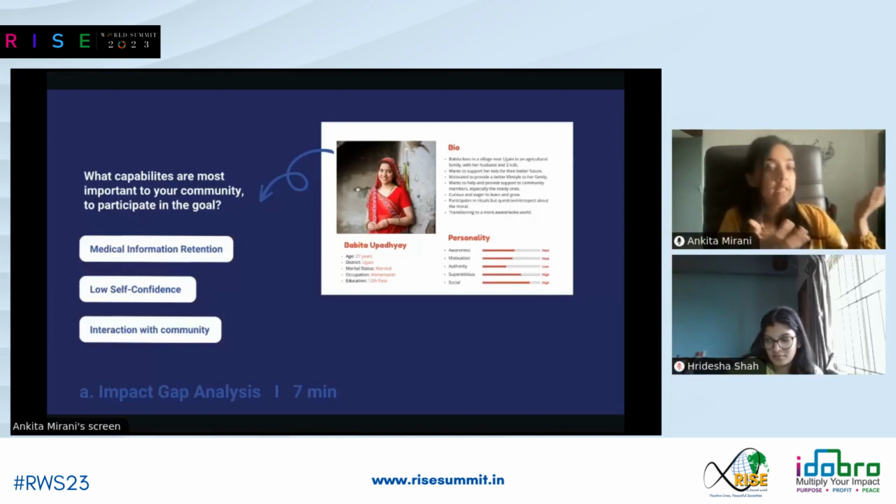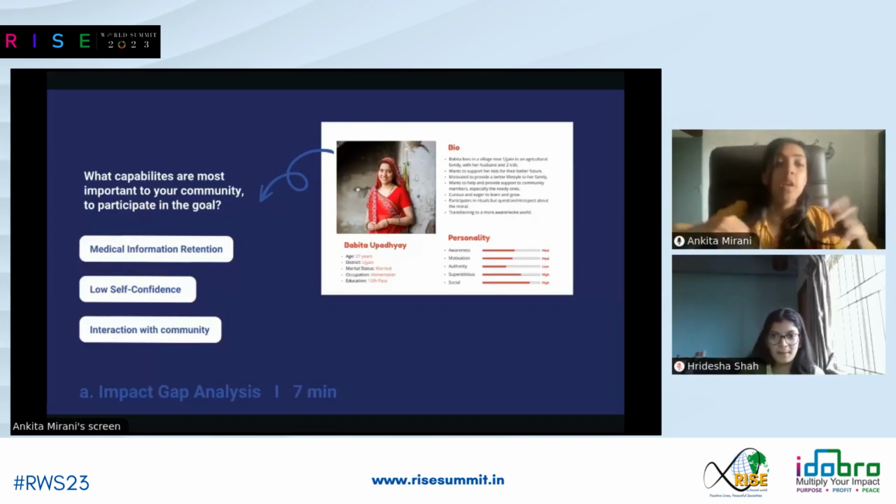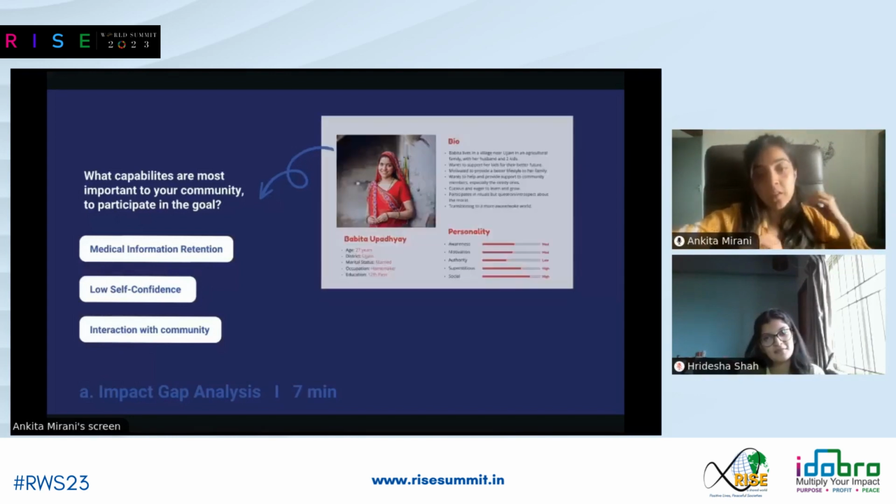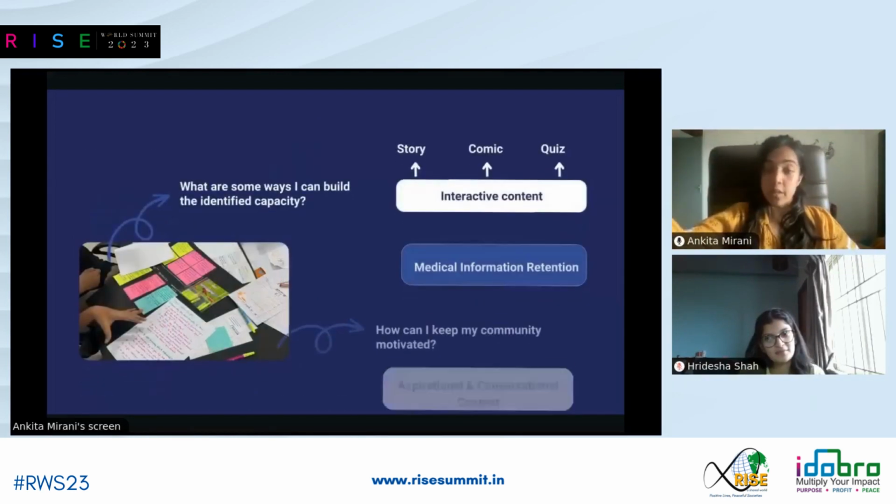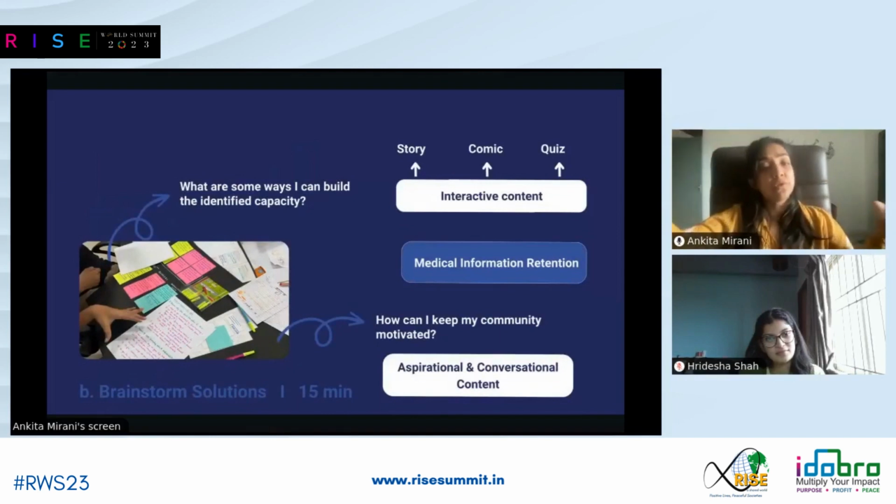And what we realized again was the key capabilities that we needed to address: one, medical information retention; two, low self confidence; and third, interaction within the women community who had joined these programs. So when we knew these were the three key things, again, what are some solutions we could do? So next we moved on to brainstorming the solutions.